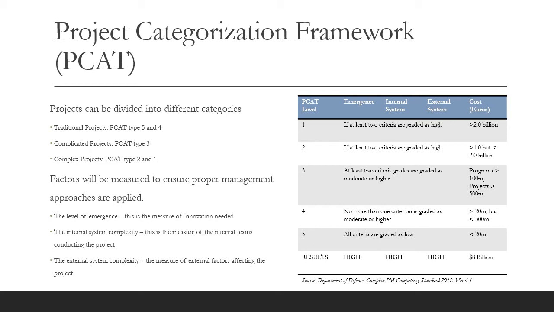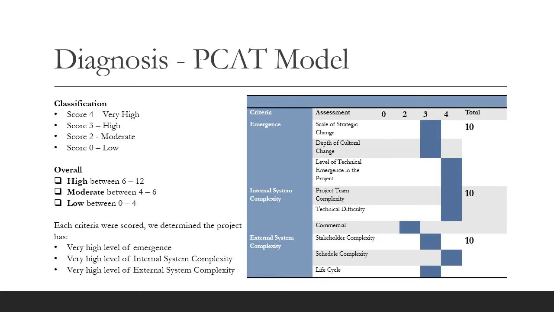The factors in which the projects will be assessed are the level of emergence, which is the measure of the innovation needed; the internal system complexity, which is the measure of the internal teams conducting the project; and the external system complexity, which is the measure of the external factors affecting the project. We as a group then went through the criteria and gave a score out of 4 on each row, which would total the amount of complexity each category would have, as you can see in the table.